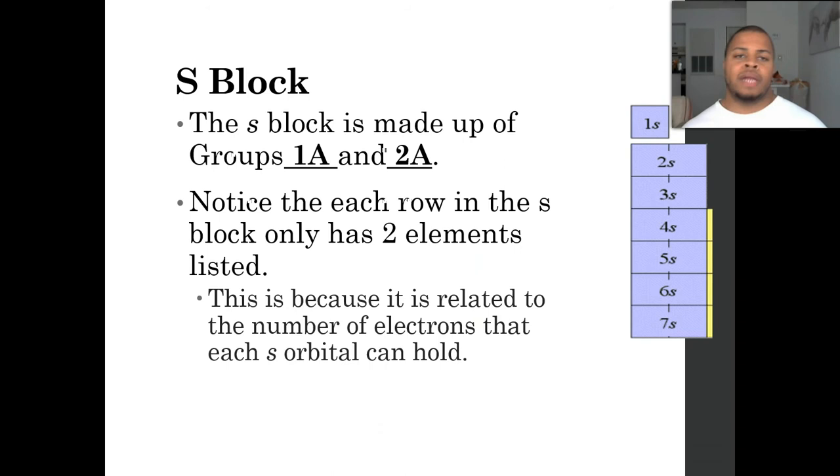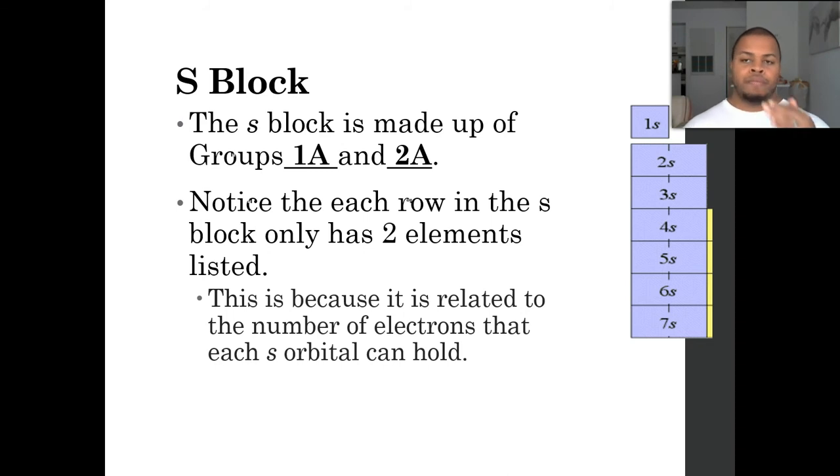Now, our first block is, again, the s block. The s block is going to be made up of groups 1A and 2A. These are our alkali metals and our alkaline earth metals. Notice that each row in the s block only has 2 elements listed. This is because it's related to the number of electrons that each s orbital can hold.